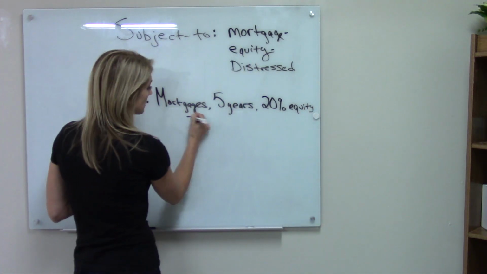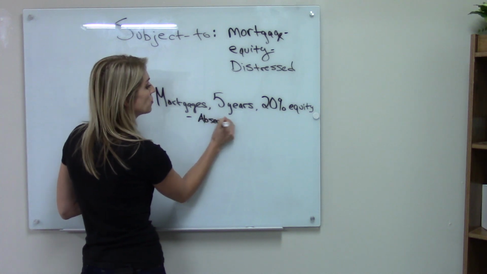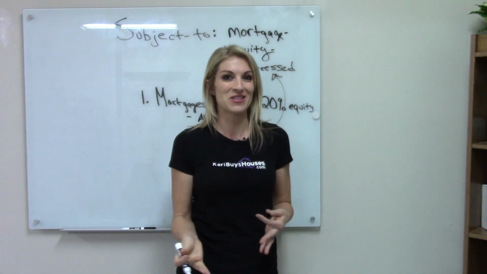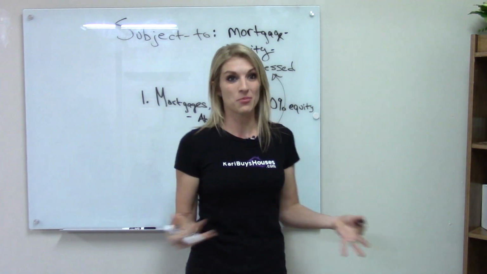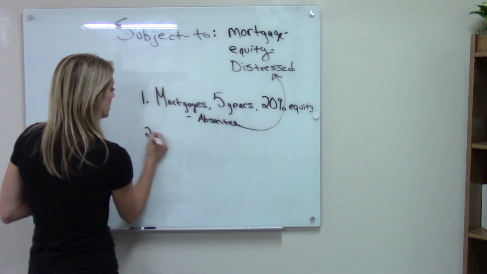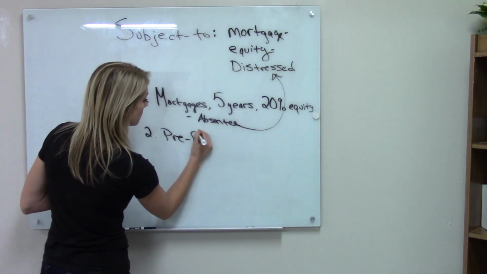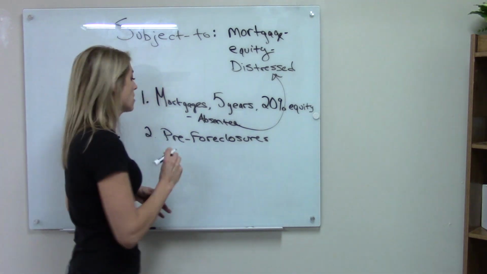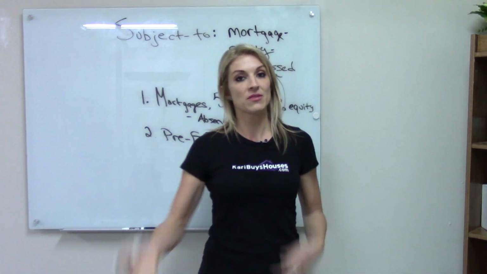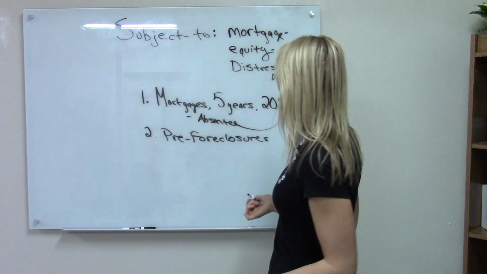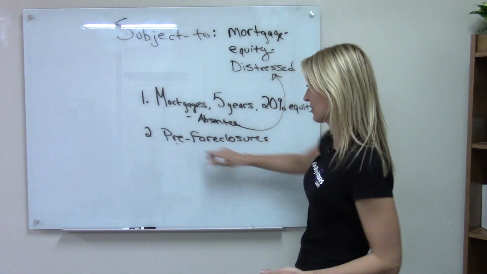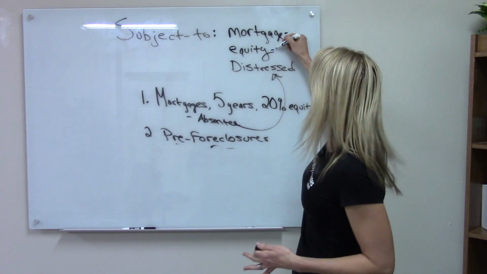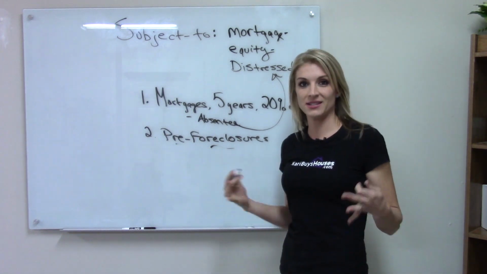We could also include that they have to be absentee owners because that could have some kind of a distressed component to them if they're struggling with a problem tenant. 2, we could go after pre-foreclosures. These are sellers who are starting the foreclosure process because they haven't been able to keep up with their mortgage payment. So we know there's a mortgage because they're going through pre-foreclosure. We don't know if there's any equity in it, but we do know that it's in a distressed situation.